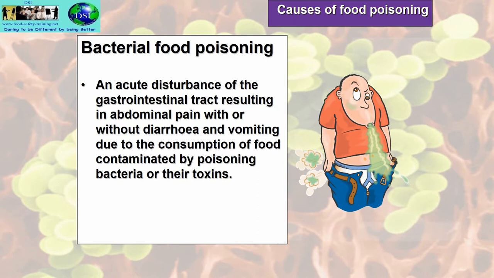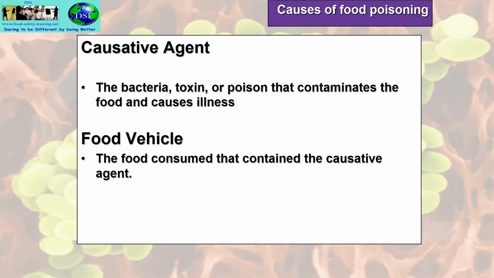Bacterial food poisoning, let's have a look at a definition there. This is an acute, so short term, disturbance of the gastrointestinal tract resulting in abdominal pain with or without diarrhea and vomiting due to the consumption of food contaminated by poisoning bacteria or their toxins. Other definitions: a causative agent is the bacteria, toxin or poison that contaminates the food and causes illness. The food vehicle is the food consumed that contained the causative agent. So this could well be the high-risk food that's contaminated with Staphylococcus aureus. That is the food vehicle that gets the bacteria into the human body.